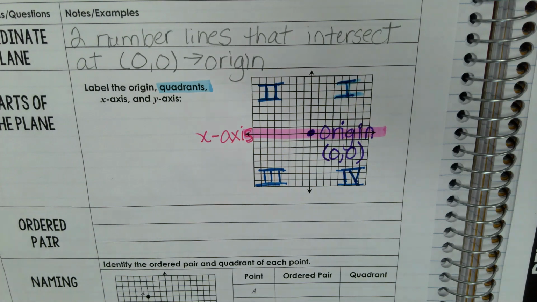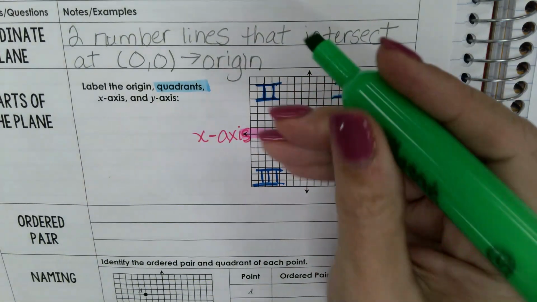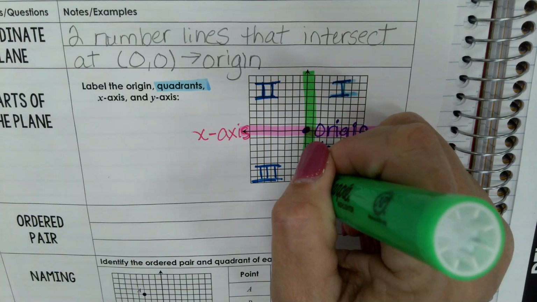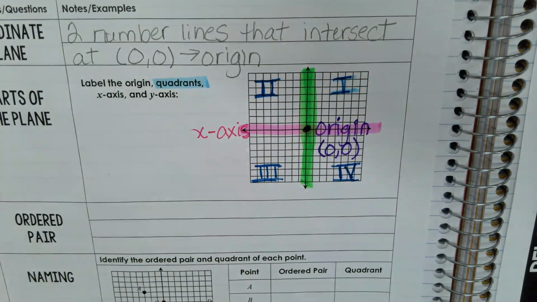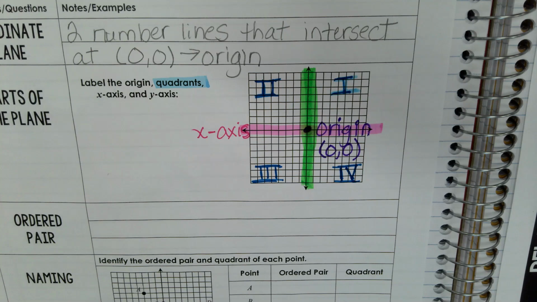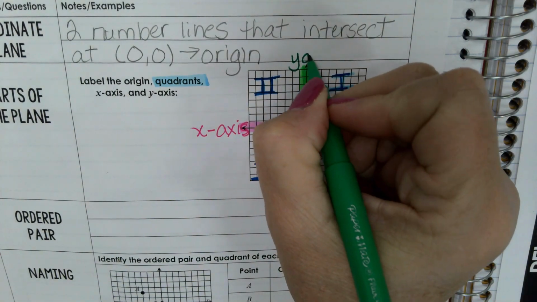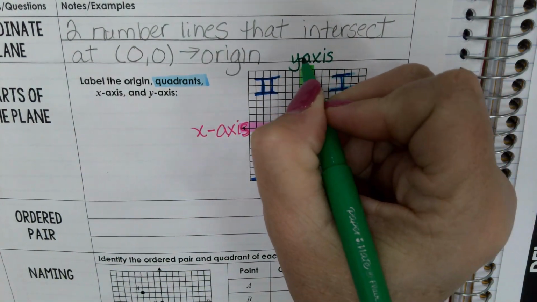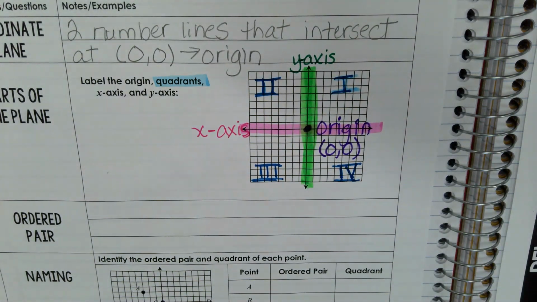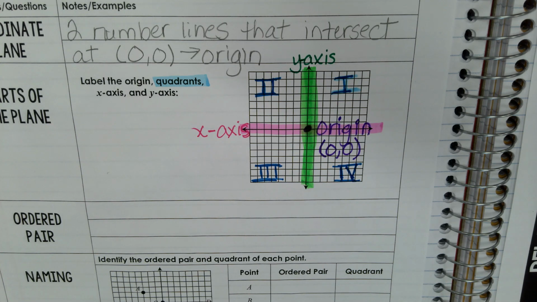Okay, and then this vertical line is the y-axis. It goes up and down. It is the up and down direction.